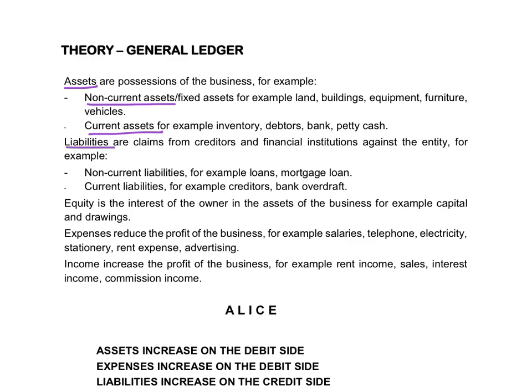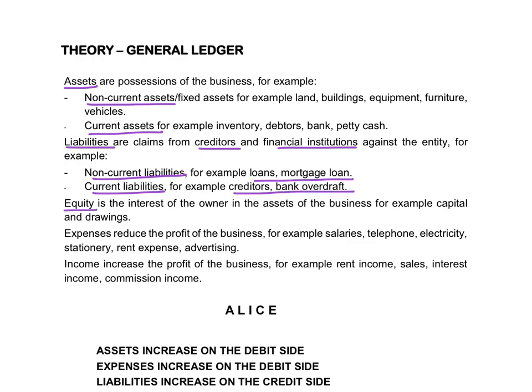Liabilities are claims from creditors because we owe them money, or from financial institutions because we borrowed money from them. We also divide liabilities between non-current liabilities and current liabilities. Non-current liabilities we will pay back over a period longer than 12 months in the future, for example, loans and a mortgage loan, and a current liability will be paid back within 12 months, for example, creditors and bank overdraft.